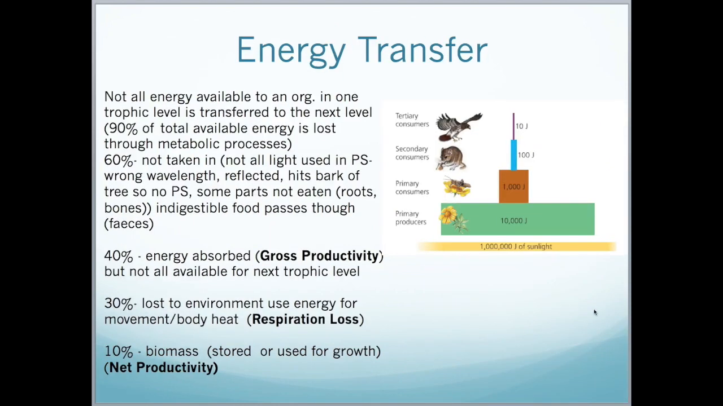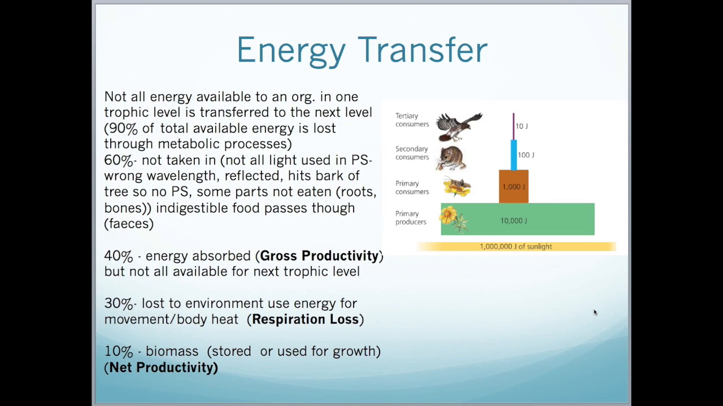In terms of energy transfer, not all of the energy available to an organism in one trophic level is transferred to the next level. About 90% of the total available energy is actually lost through metabolic processes. Out of the 90%, 60% is not taken in, because, for example, not all the light is used in photosynthesis: some of it is the wrong wavelength, or it's reflected, or it hits the bark of the tree, where photosynthesis can't take place.